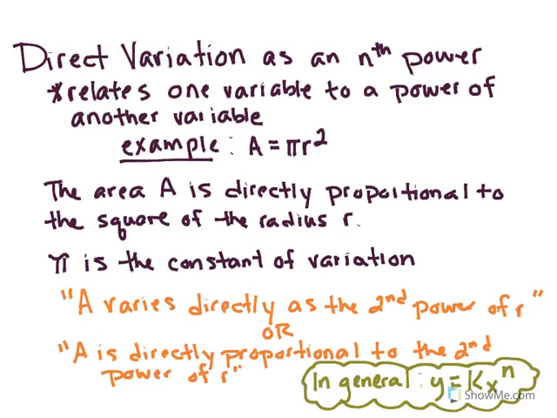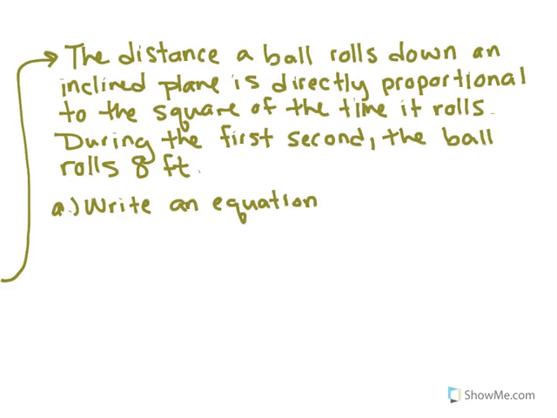So in general, as long as we have this particular format, y equals kx to the nth power, this area formula meets that same exact criteria. We have an x and a y, they're just r and a in this case. Instead of k, we have a pi, and we do have an exponent on our independent variable. So as long as we have this form, it is still direct variation as an nth power. So we're going to take a look at an example.